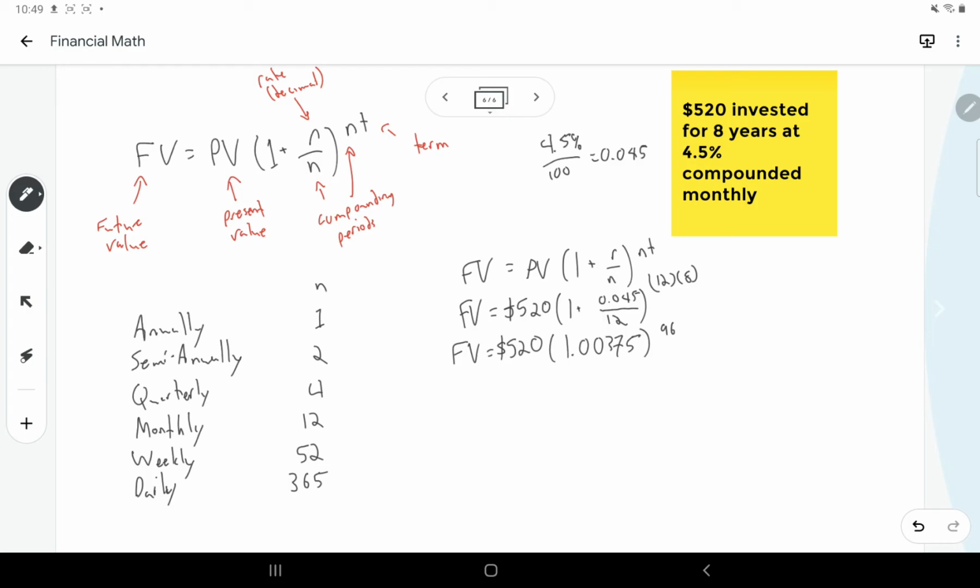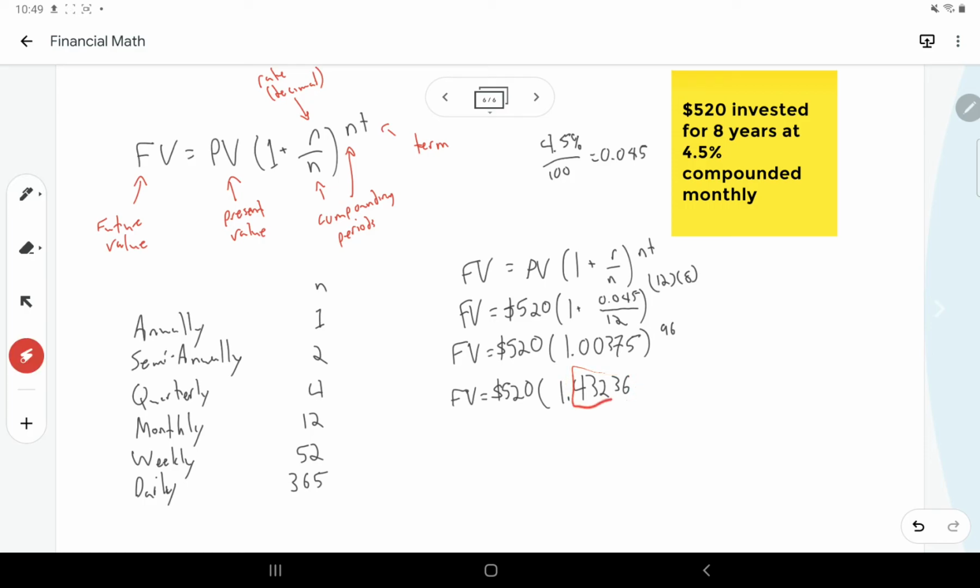Okay. Now, BEDMAS, we've done the brackets, so let's do the exponents. So future value equals 520 times, and we're going to take our big number here, our 1.00375, and then we're going to take that to the power of 96. Now, it sounds like it's going to be a huge number, but because it's a decimal, it doesn't really get much bigger. We get 1.43236.